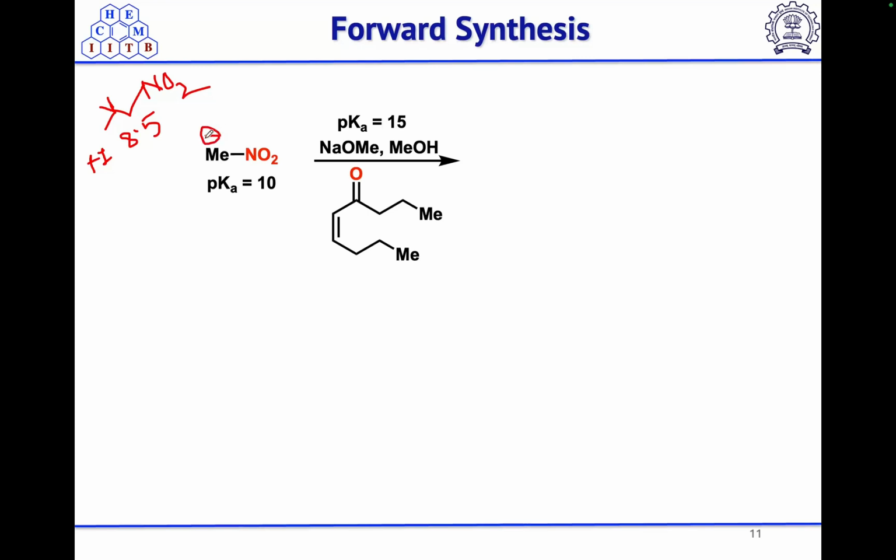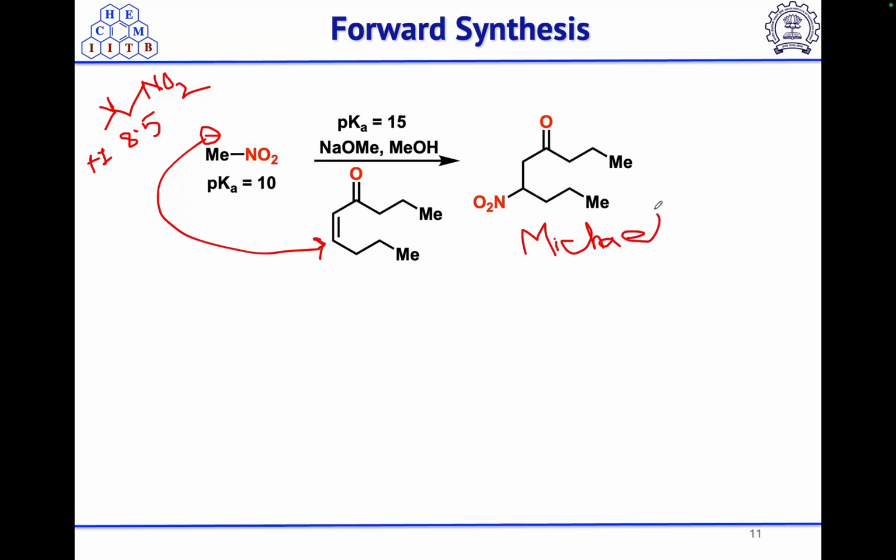Now if we treat this carbanion with this alpha beta unsaturated compound, this carbanion will attack the beta carbon of this unsaturated compound, right? The beta carbon is more electropositive, so we will get the corresponding product. So you get the 1,4 addition product, or Michael addition product. So this is the Michael addition product, or 1,4 addition product.